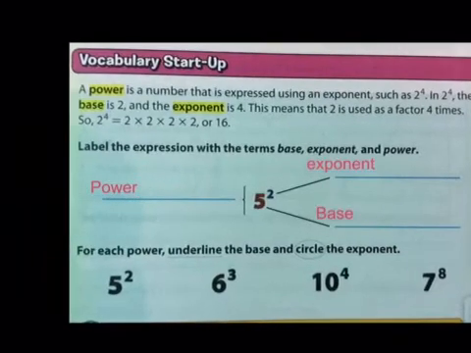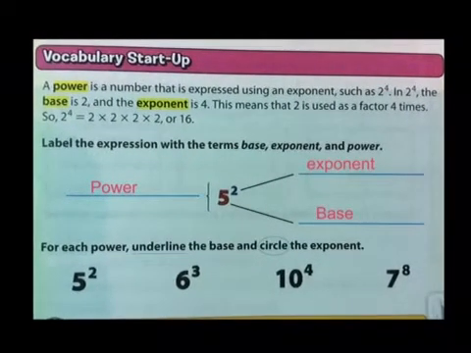For each power, underline the base and circle the exponent. Okay, let's underline the base. Base, base, base, and the base. There we go. And now let's circle our exponents. Circle, circle, circle the exponent, circle the exponent. There you have it.